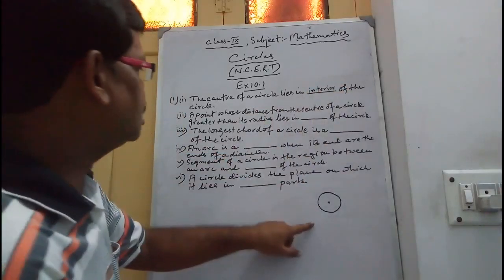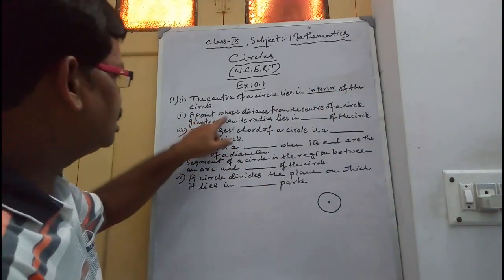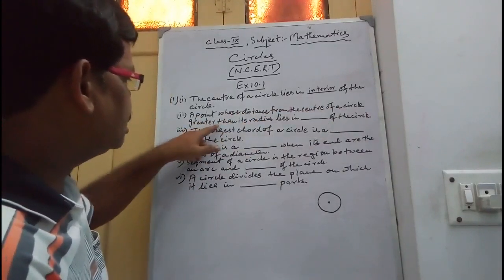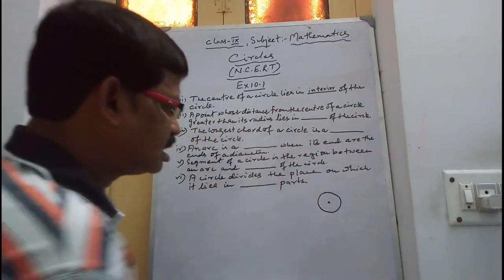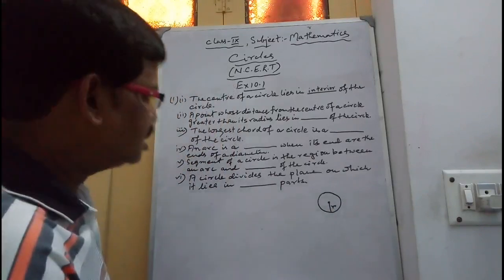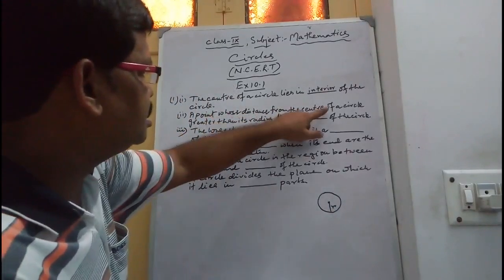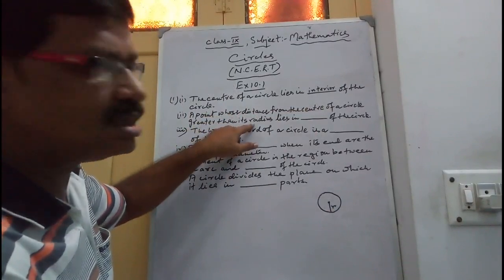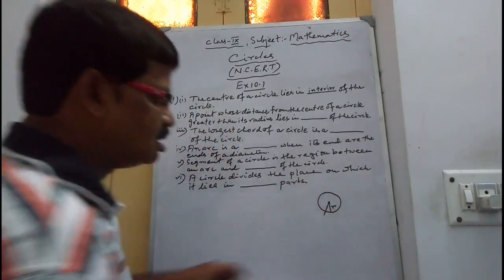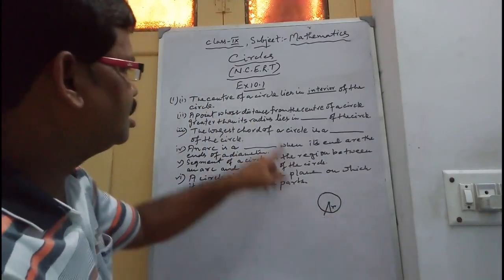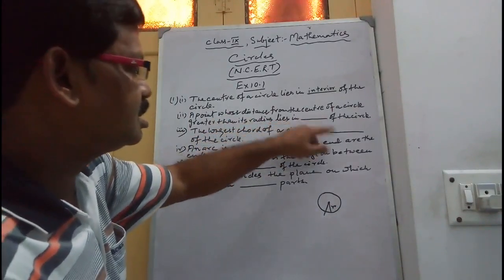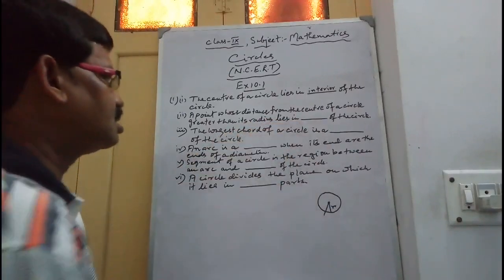A point whose distance from the center of a circle is greater than its radius lies blank. This one is the radius, but that line is greater than its radius. So greater than its radius, that point must be outside of the circle. So greater than its radius lies in the exterior.